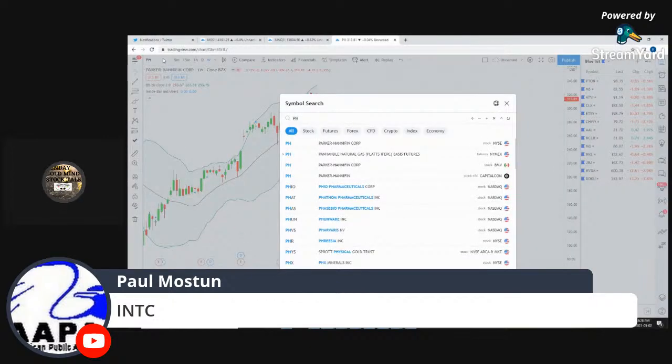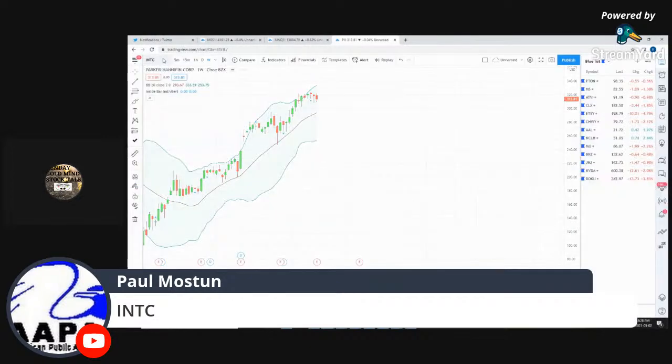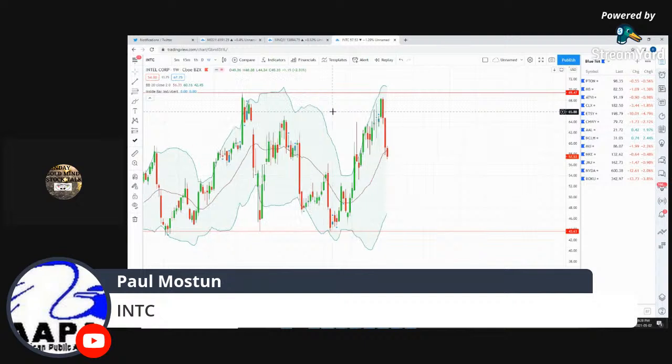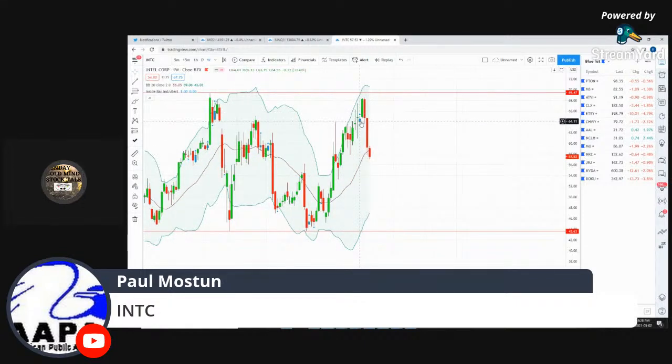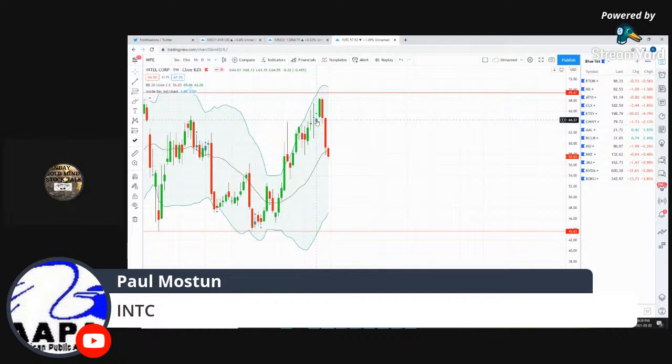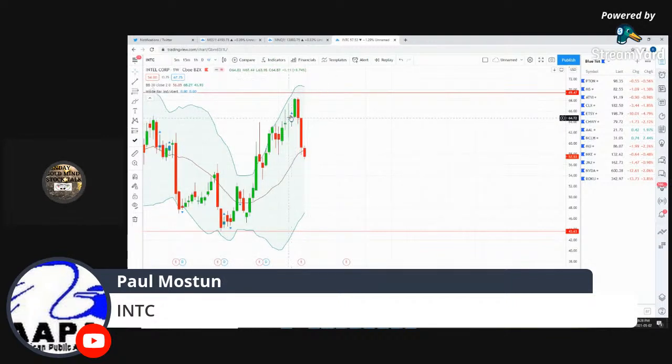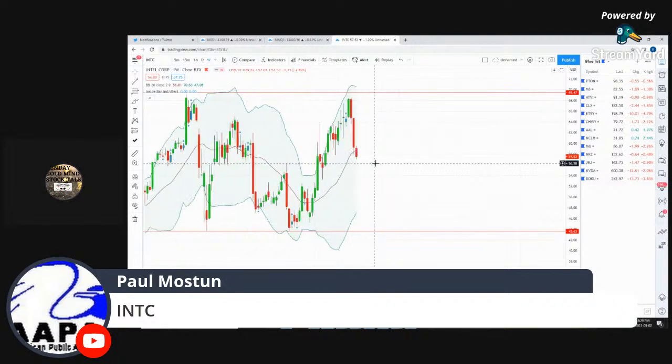Paul says Intel. What's going on with Intel these days? Beautiful inside bar here, right? That popped. And I was going to play this inside bar, but the bar was so tiny that I didn't play it. But if I played this inside bar, that's easily 2 times your money right there. But I didn't play it because it's so tiny. Sometimes, guys, the tiny, tiny bars, you don't want to play them because it's a lot of risk.